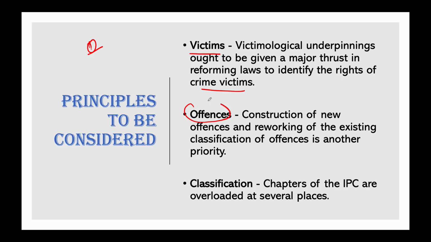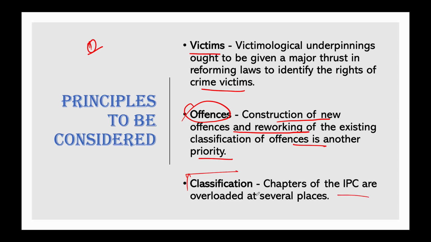And then talking about offences, construction of new offences and reworking of the existing classification of offences is another priority, because this process must be informed by the principles of criminal jurisprudence, which have substantially been altered in the past 4 decades. For instance, liability questions in offences need to have a fresh look. Criminal liability should be graded better to assign the degree of punishments, and new types of punishments like community service orders, restitution orders, and other aspects of restorative and reformative justice could also be brought in this fold. Then there is need of classification also.